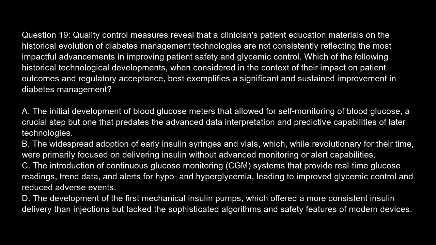Option C. The introduction of continuous glucose monitoring, CGM, systems that provide real-time glucose readings, trend data, and alerts for hypo and hyperglycemia, leading to improved glycemic control and reduced adverse events. Option D. The development of the first mechanical insulin pumps, which offered a more consistent insulin delivery than injections, but lacked the sophisticated algorithms and safety features of modern devices.